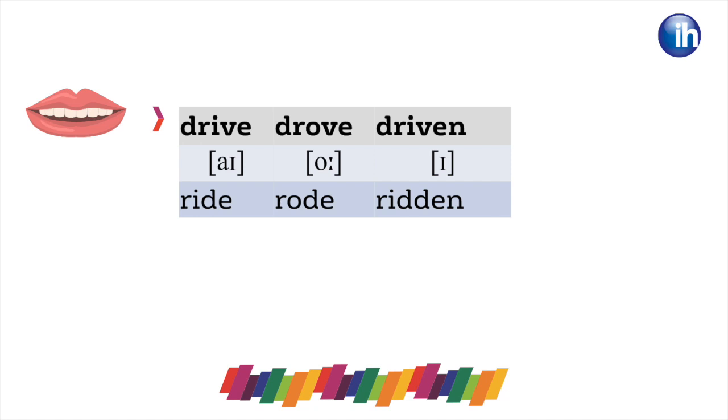Moving on to a smaller group, we've got drive, drove, driven, and ride, rode, ridden. And they have some other cousins, which are rise, rose, risen, and write, wrote, written.